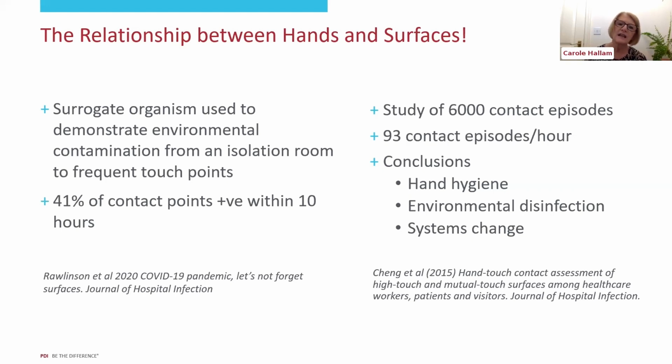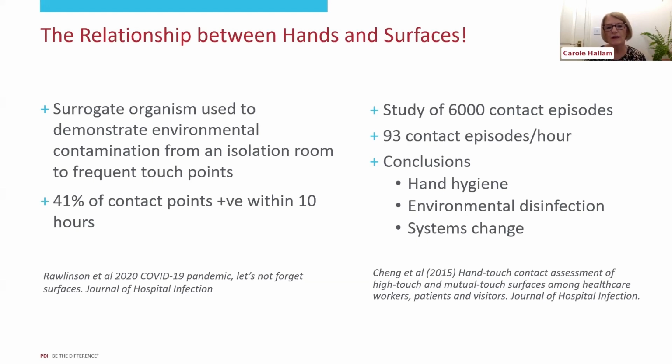They contaminated the surfaces of the safety rails of a child's bed in a side room, and then watched how quickly that same organism passed to other areas in the ward. Within 10 hours, 41% of the contact points had become contaminated, things like light switches, call bells, door handles, etc. So it passed out of the side room into the ward on those frequently touched points.